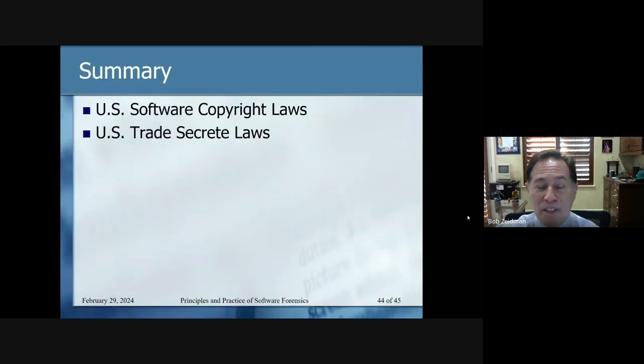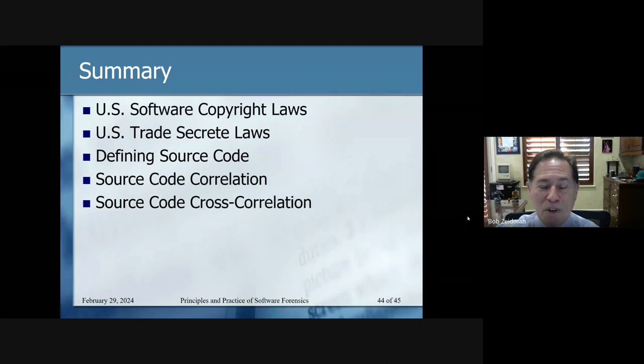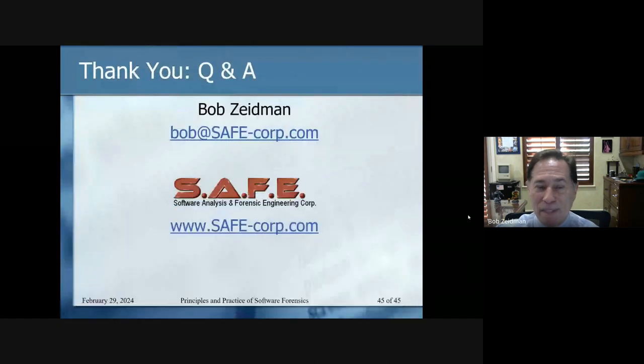So to summarize, I talked about US software copyright laws and trade secret laws, a little typo there. I defined source code correlation, source code cross-correlation, object code correlation, and a software clean room.